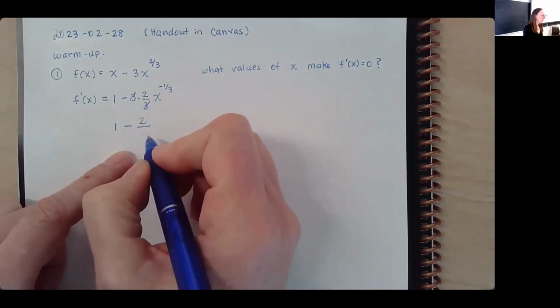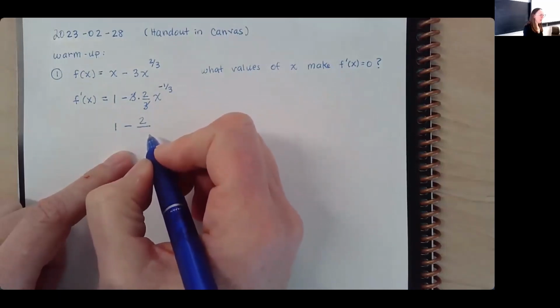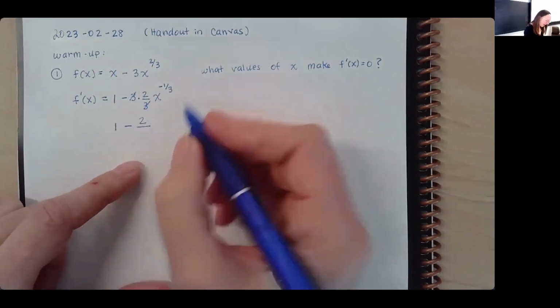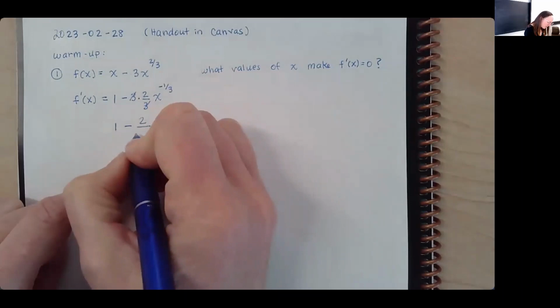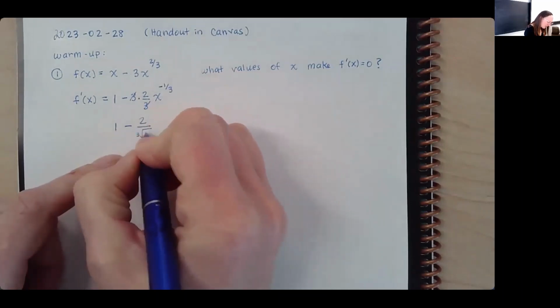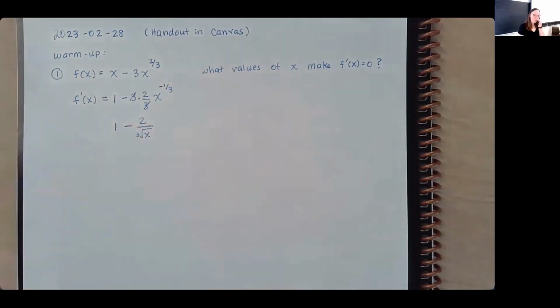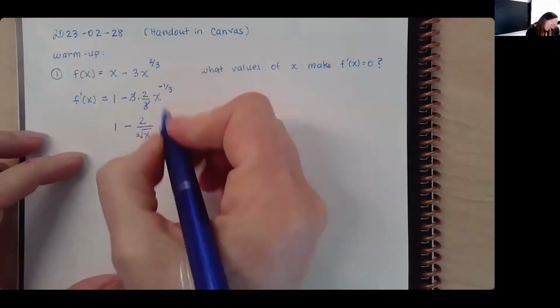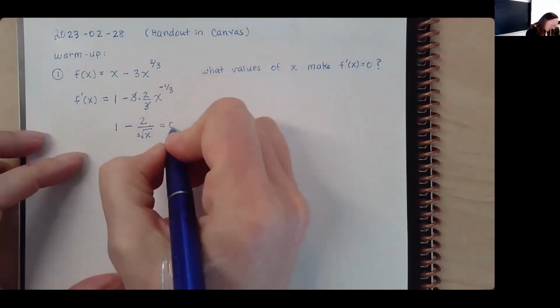Do you guys like fraction exponents or radicals? Okay, so a 1/3 means it's a cube root of x. Don't have to rewrite it that way. I think it's a little friendlier to look at that way. So if it's a 1/3 exponent on the bottom, then it's a cube root. And I'm going to set this equal to 0.